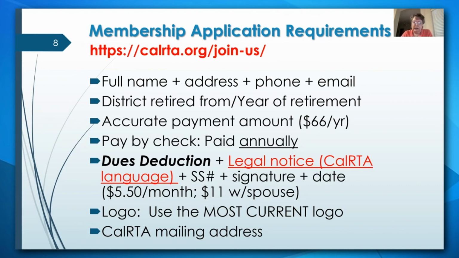The dues deduction section needs to include the complete, unedited legal notice. I know there are people who like to paraphrase it because they think it gets too wordy, but every single word in that legal notice needs to be there because this is contract language between CalRTA and CalSTRS that allows CalSTRS to deduct from different people's pensions.